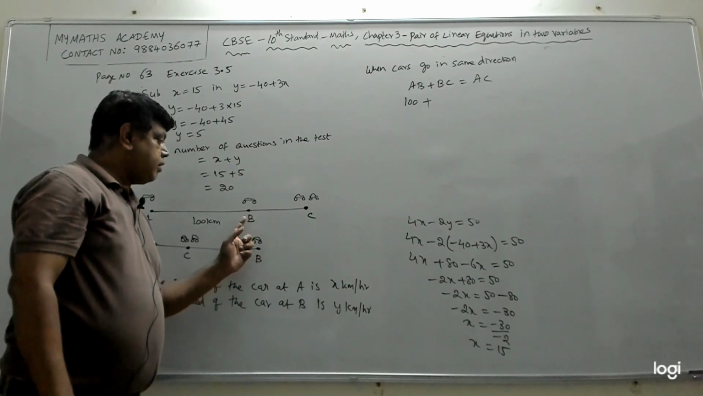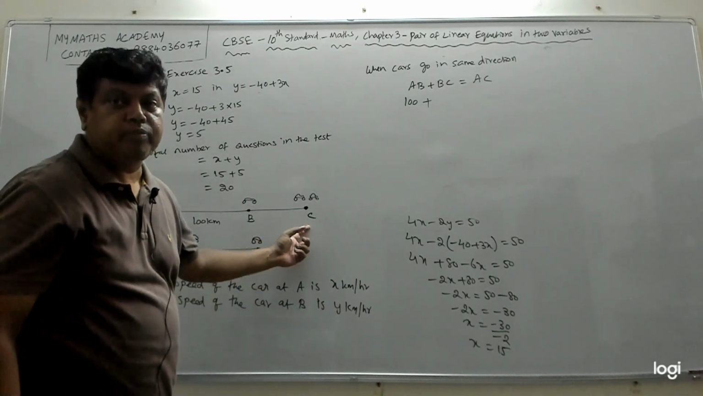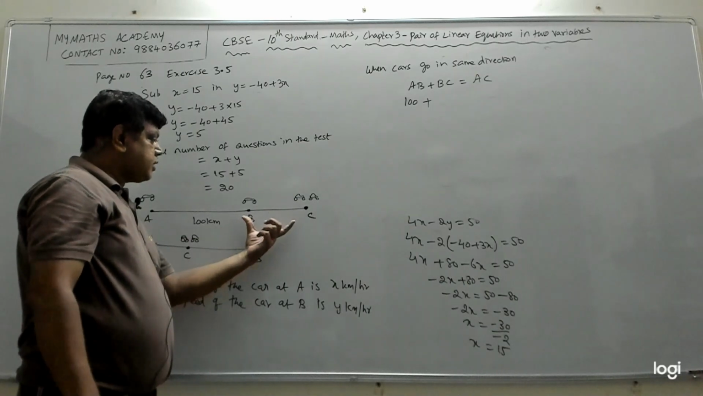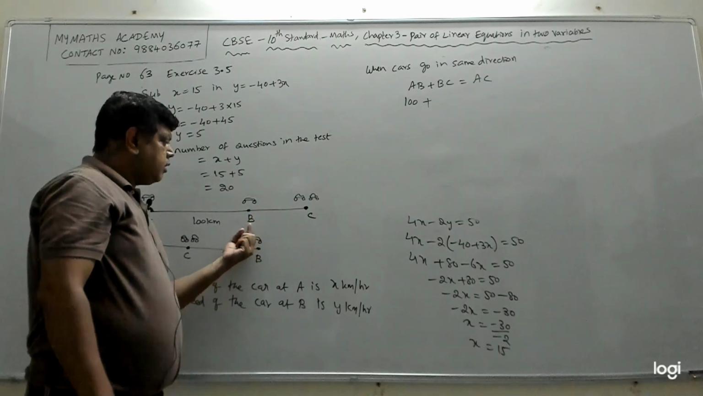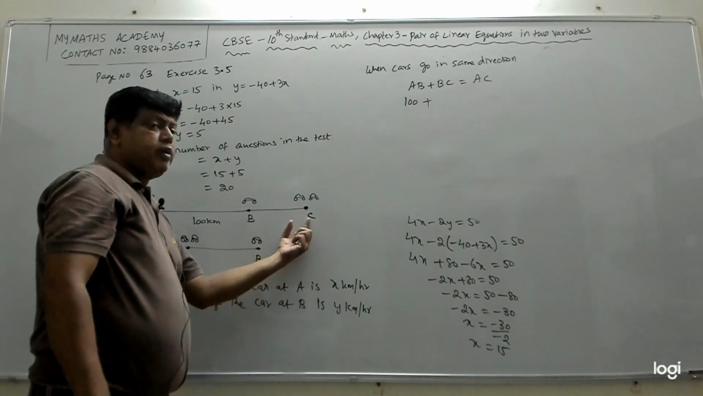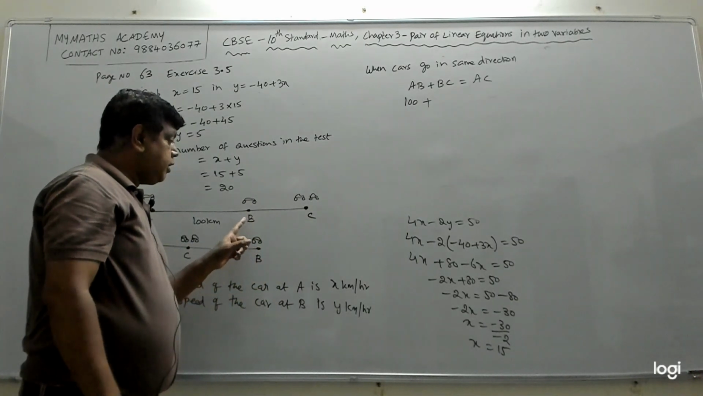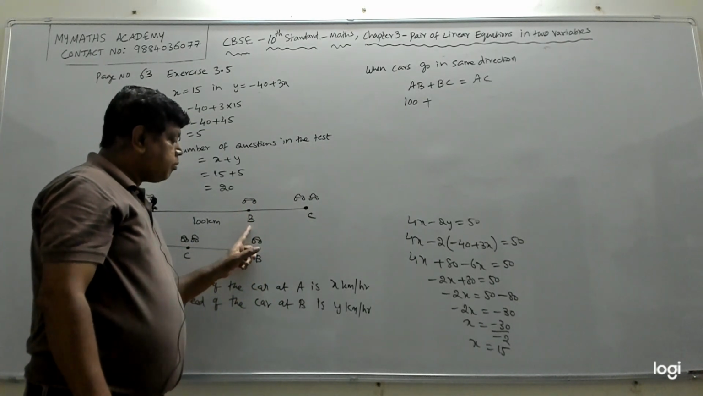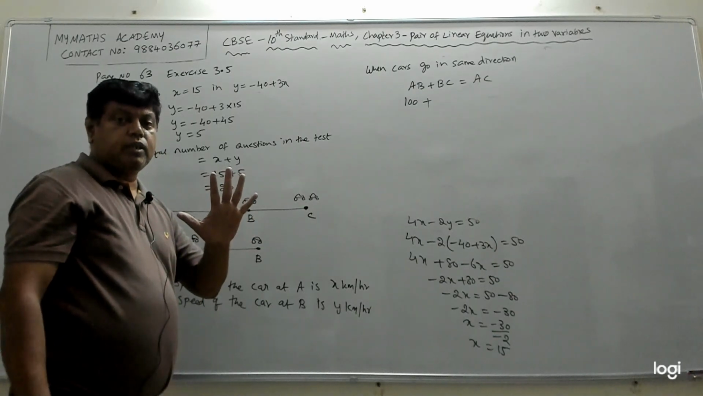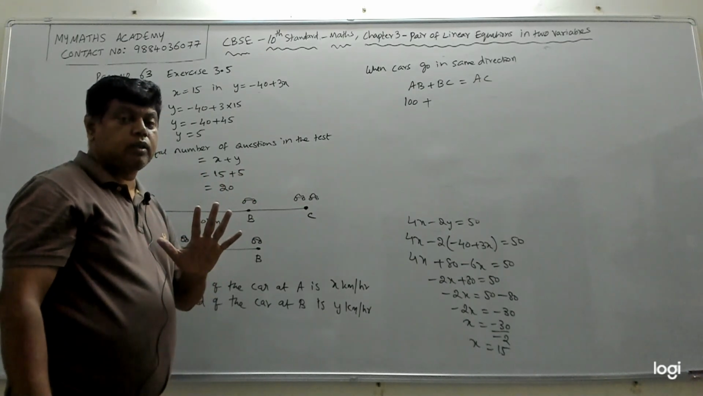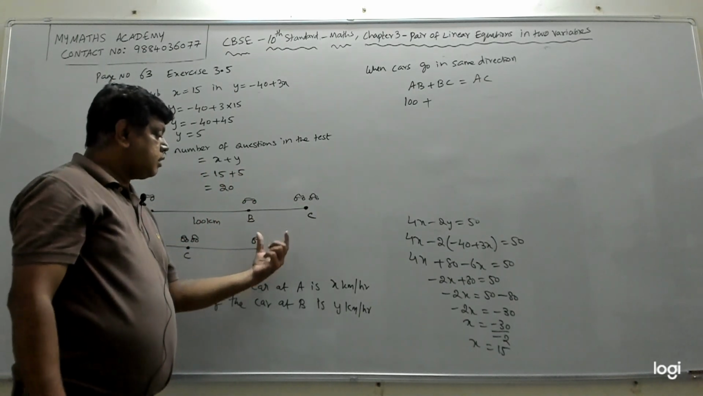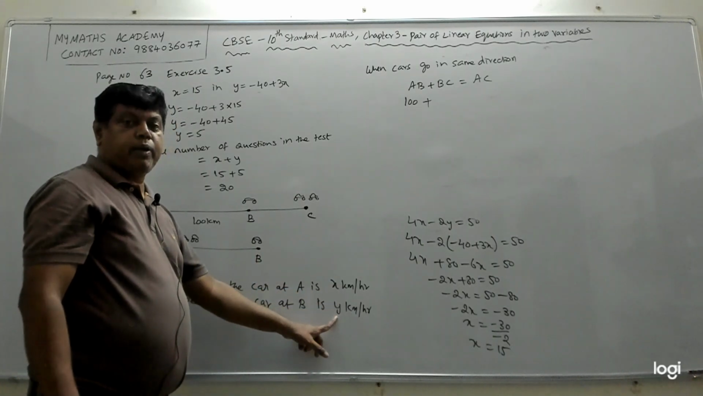Car B was here and it moved here. Right? So it travelled a distance. Car B was here, it moved here in 5 hours. So for car B to go from point B to point C, it took 5 hours. And what was the speed of the car? Speed of the car was y kilometers per hour.